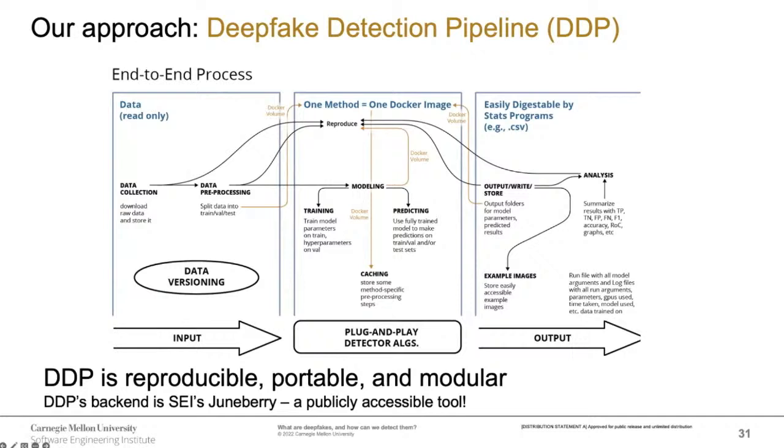One thing we do have to give a shout out to is that DDP's backend is SEI's Juneberry, and Juneberry is a publicly accessible tool. It's available on GitHub, and it has been incredibly useful for us to be able to standardize a lot of these methods. We're hoping that this will make it easier to put different data and methods side by side to compare.